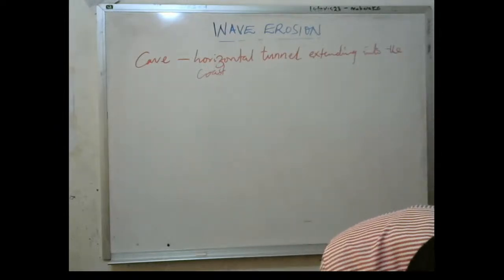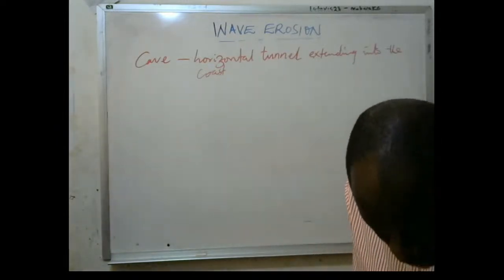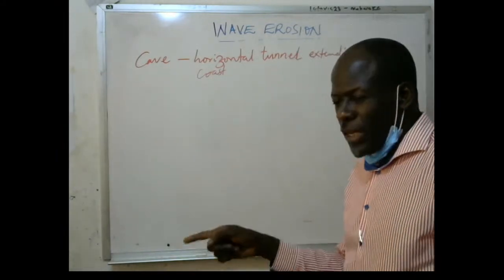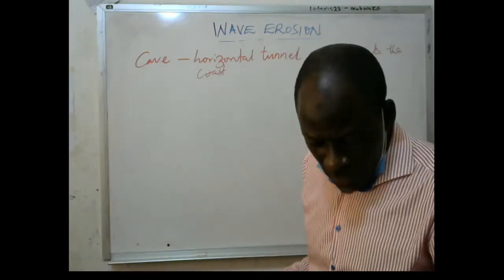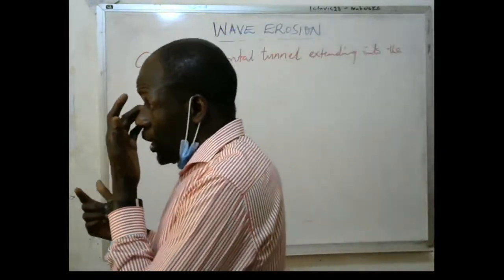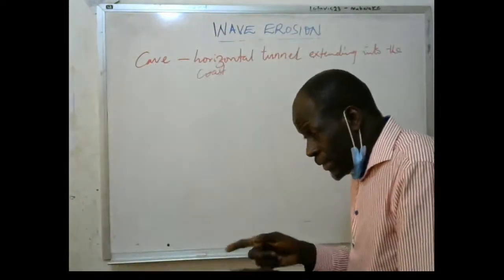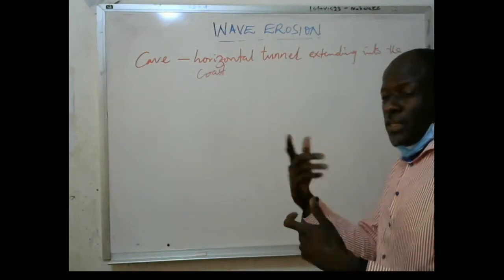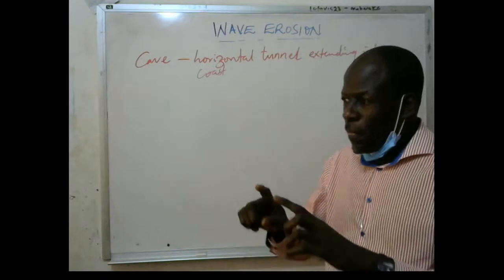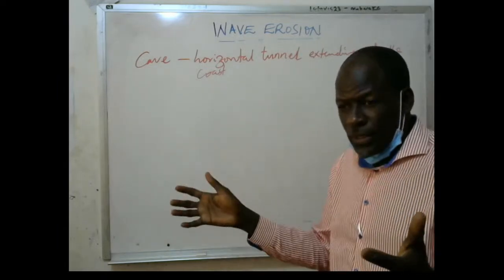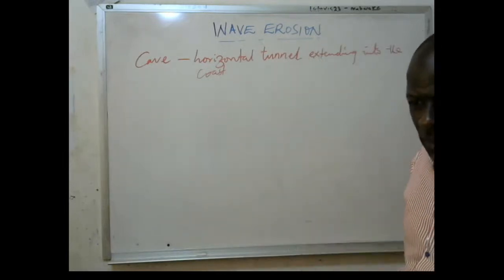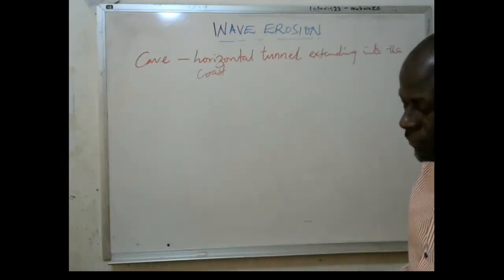Now, how does this form? It also forms through the process of wave erosion, basically hydraulic action and solution. Like we said for the case of a cliff, where you have a line of weakness where the waves can easily erode. If that line of weakness or crack along the coast develops or widens and further deepens horizontally into the coast, then it forms that tunnel that we are calling a cave along the coast.